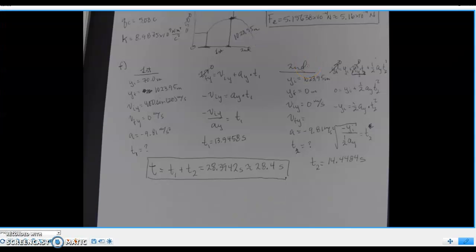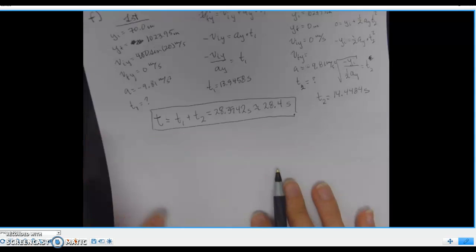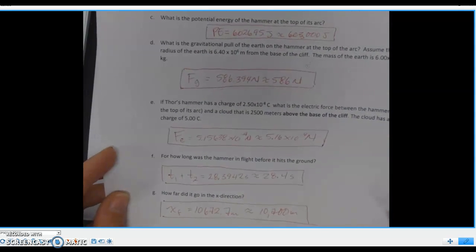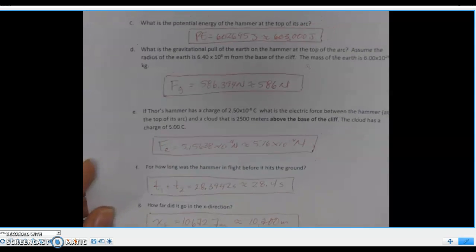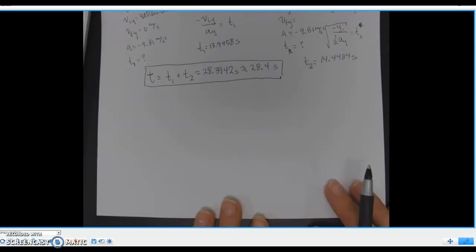Okay, last video, short one too. So we figured out the time total, and now the last part of this, it says how far did it go, meaning the hammer, in the x direction. In the x direction as a total. So there's two ways of doing this.